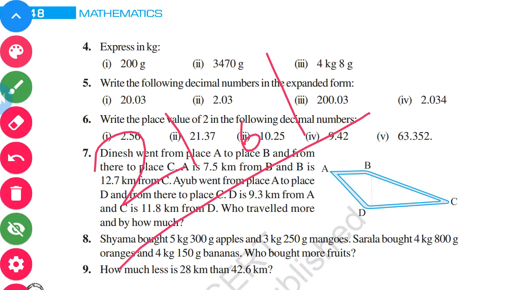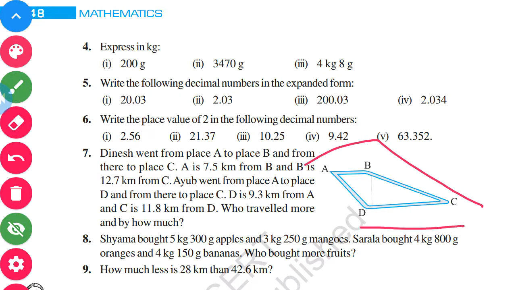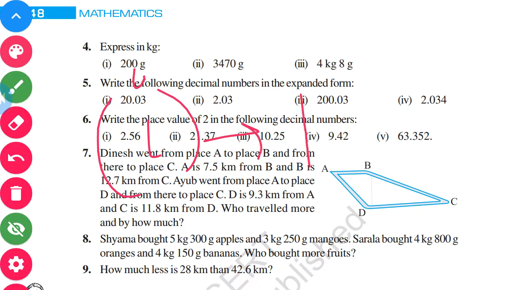So I hope Ayub has traveled more. You can check your answers. I told you how to do it. You have to write your given part first. You have to write the distance, draw the diagram, write the distance for each. Then you go to case 1, where you write about Dinesh traveling from A to B, B to C. Then calculate his distance. Then go for the next case, that is the second case, where Ayub is traveling from A to D, D to C.